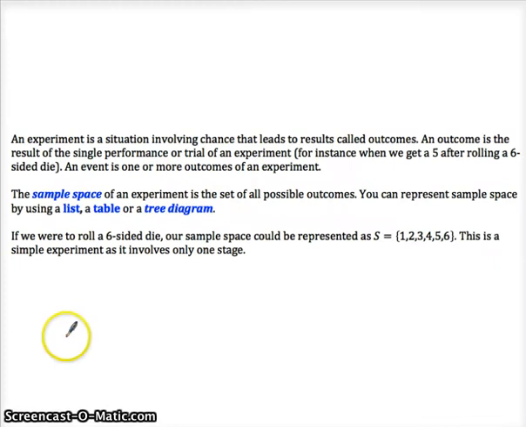Okay, an experiment is a situation involving chance that leads to results called outcomes. An outcome is the result of a single performance or trial of an experiment, and an event is one or more outcomes of an experiment. That's just some vocab at first. If you're going to flip a coin, just by itself, that's a trial. But if you're going to flip two coins, perhaps, then that whole thing is called an experiment, I think is the way that works.